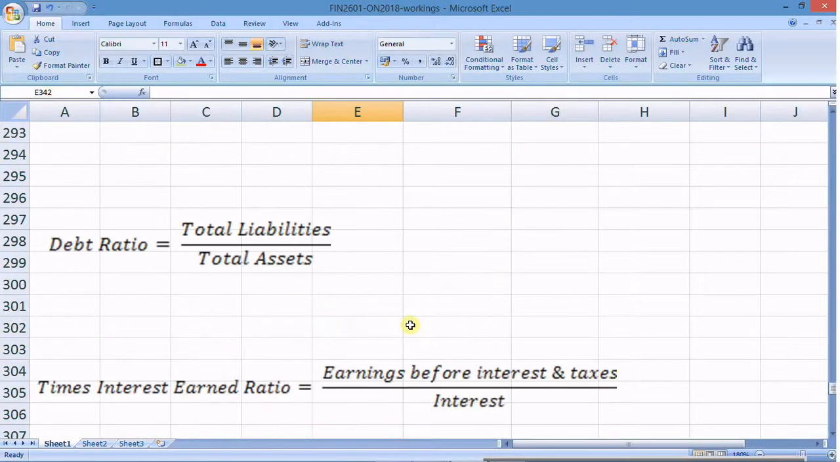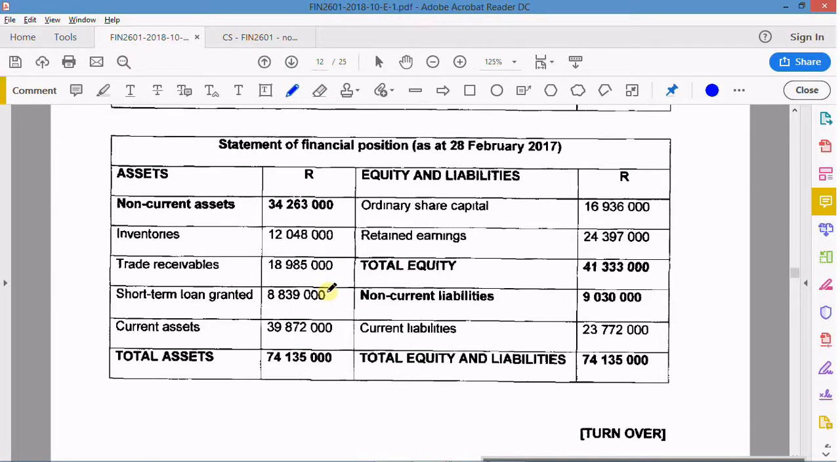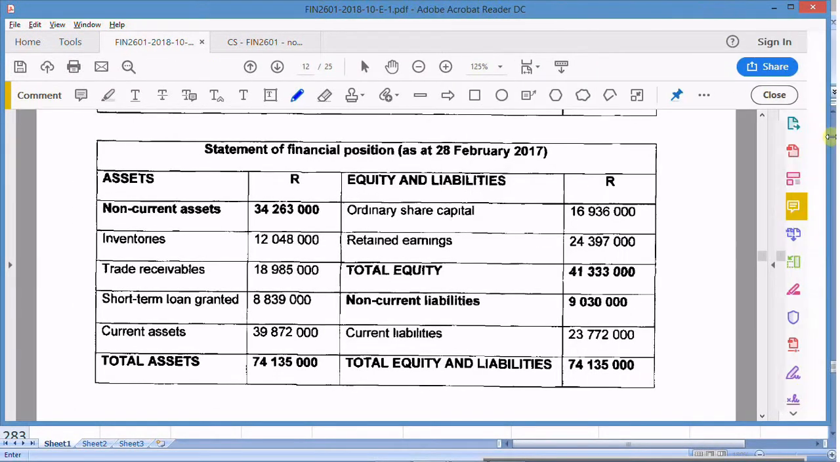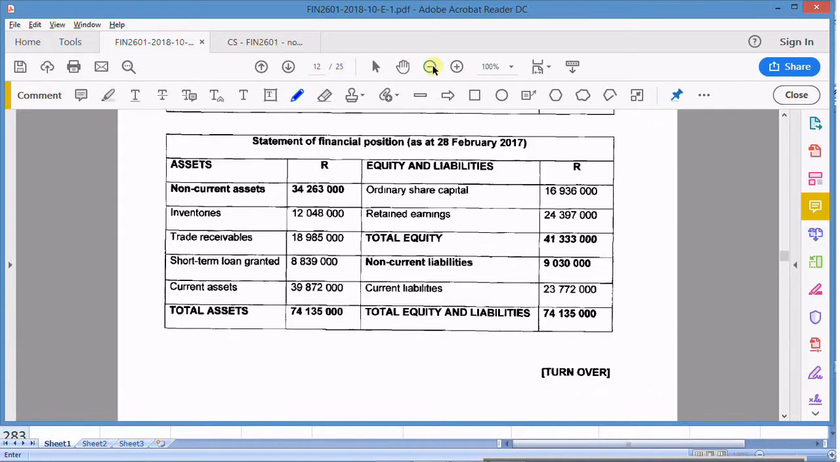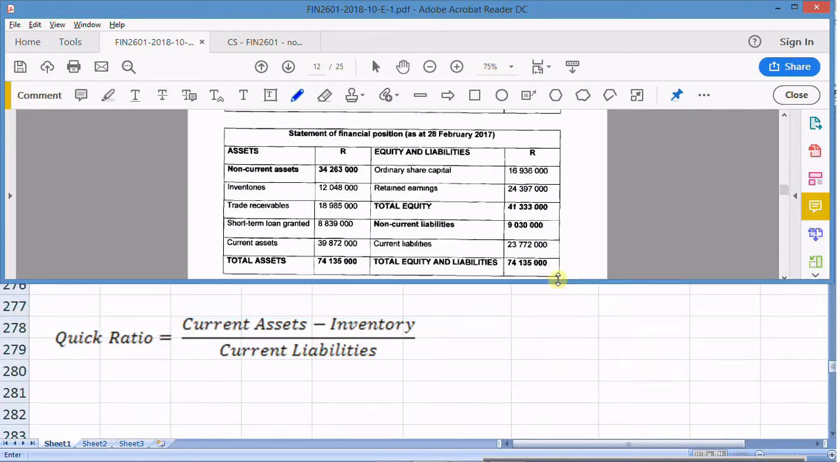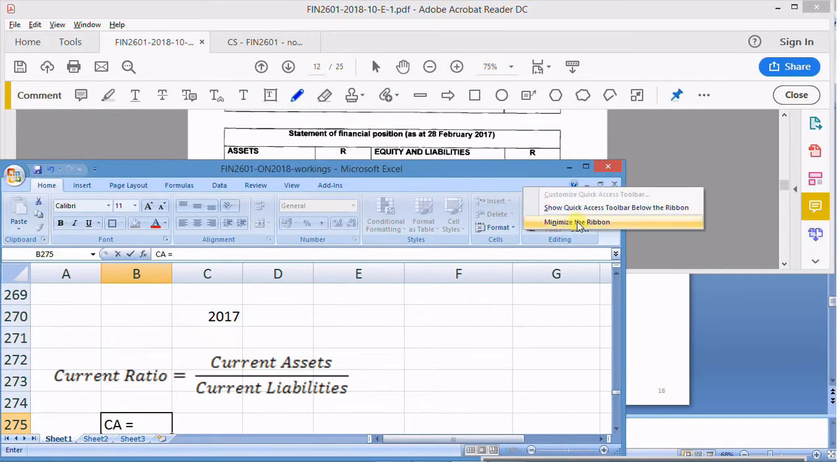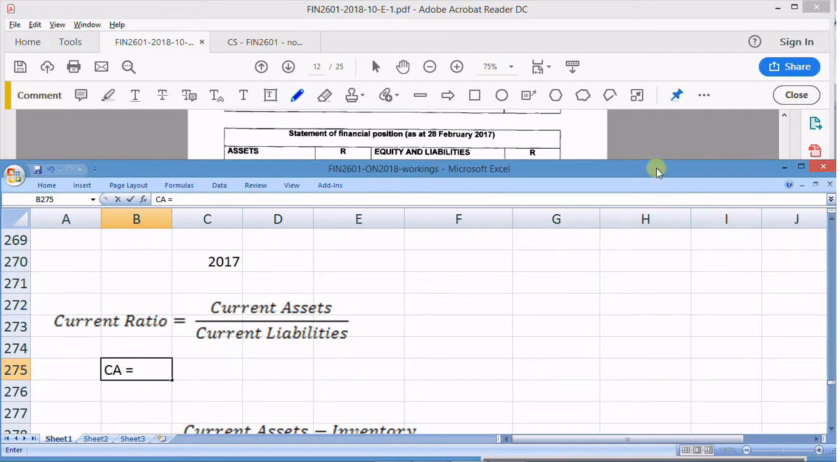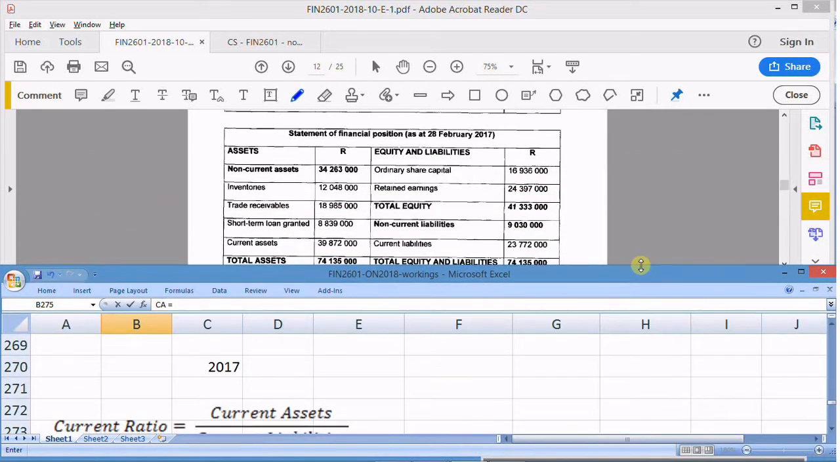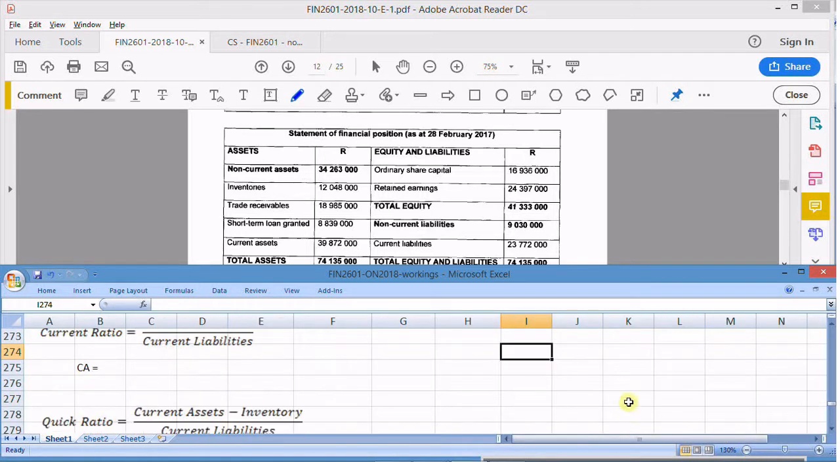This will take up a lot of time, though, in the exam. Yeah, but it won't take up too much now because we can do it here. Current assets... Do they give us current assets? 39872000. I want to shrink it a bit so I can see everything and then we can do it quicker. This is when a printed copy would have helped, because then we could just look at it. But it's fine, this still works. Let's shrink this a bit. You can still see that, eh?